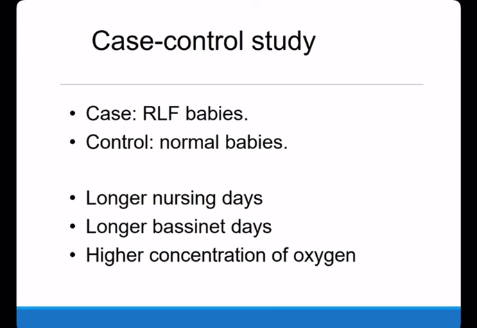In order to discover the causes of retrolental fibroplasia, several studies have been performed. First, there were case-control studies using the retrolental fibroplasia babies as cases, while the controls were normal babies. They compared the nursing days, the bassinet days, and the concentration of oxygen for these babies. They found that longer nursing days, longer bassinet days, and higher concentration of oxygen were associated with retrolental fibroplasia.